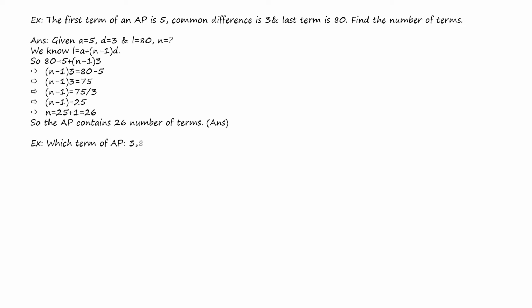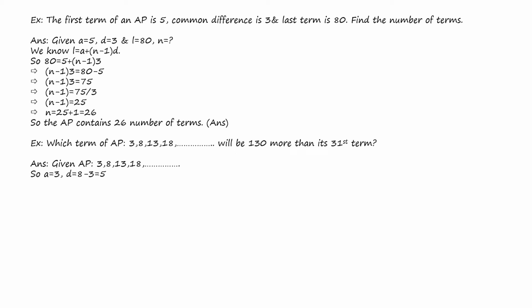Let's see another example. Which term of the AP 3, 8, 13, 18 and so on will be 130 more than the 31st term? So in the given AP, a equals 3, d equals 5. We have to find the term which is 130 more than the 31st term. So first of all, we have to find the 31st term, and then afterwards we can find the other term which is 130 more than the 31st term.